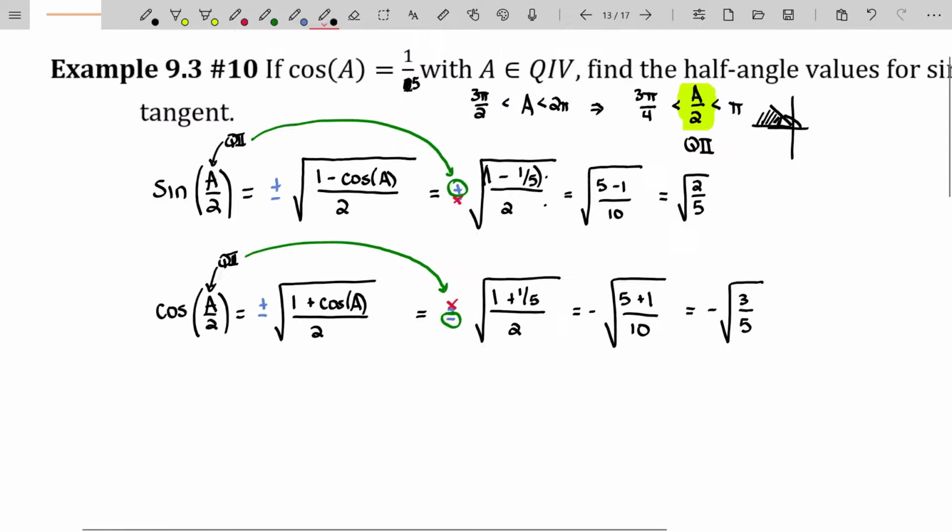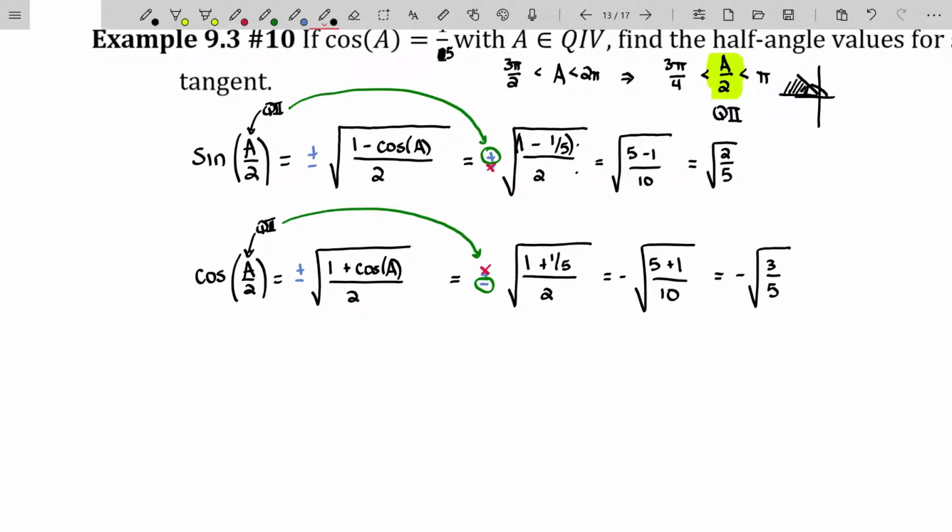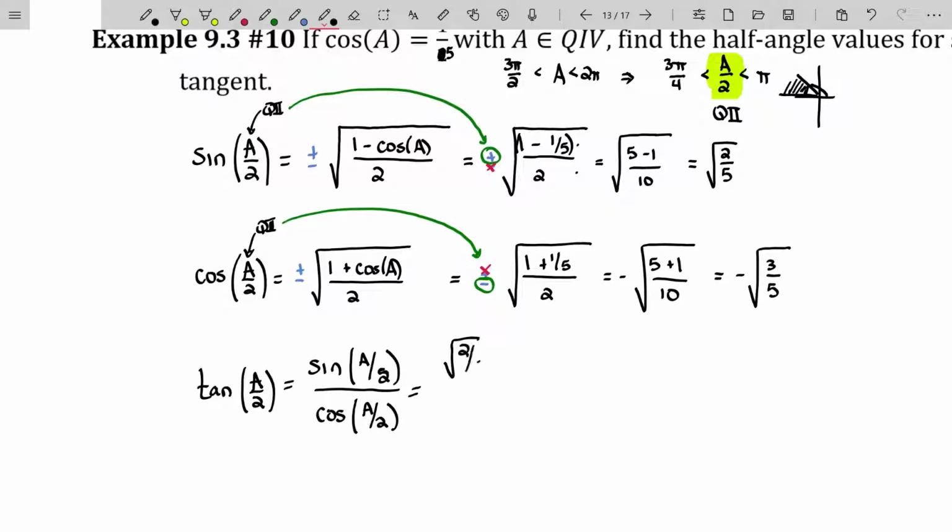All right. And so now you ask, well, what is the tangent? I don't need the special formula for the tangent because the tangent of A over 2 is just the ratio of the sine of A over 2 over the cosine of A over 2. And the sine of A over 2 is the root of 2/5 divided by the cosine of A over 2, which is negative root 3/5. If you multiply numerator and denominator by the square root of 5, you'll get a negative root 2 over root 3.